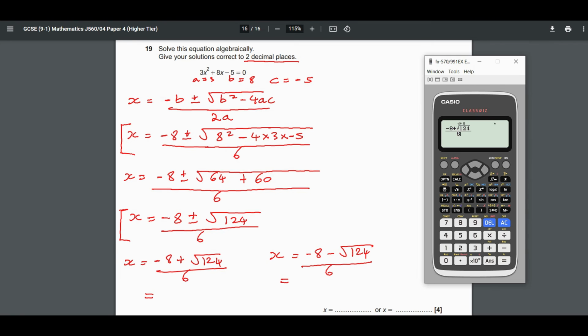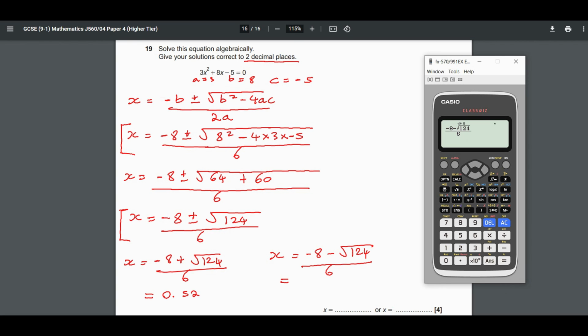So putting the first one in the calculator, we get this crazy fraction, which when we press SD gives us 0.5225. So this number to two decimal places is 0.52 as one of our answers.